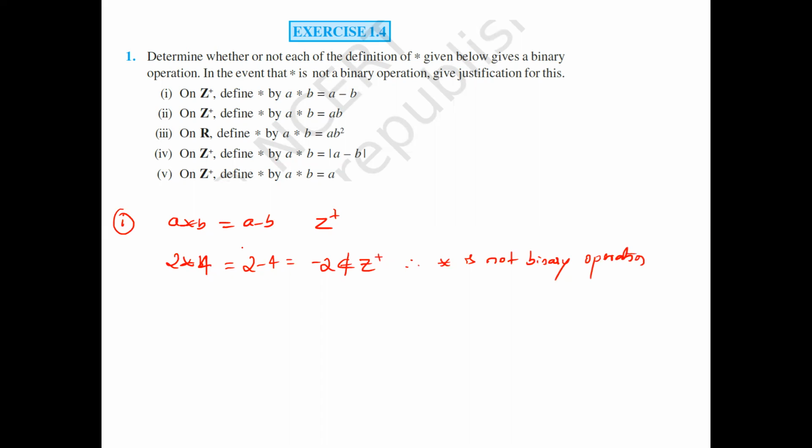Why it is not a binary operation means each and every element will be taken from Z plus, but the final answer didn't come in Z plus. Therefore, star is not a binary operation.